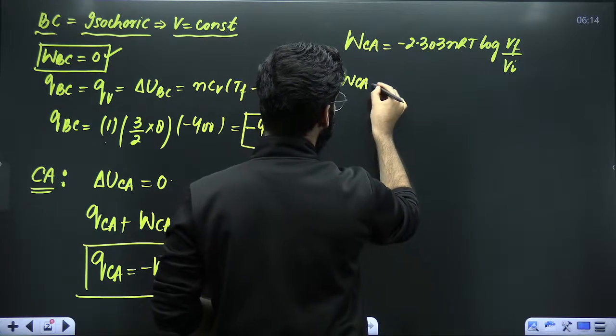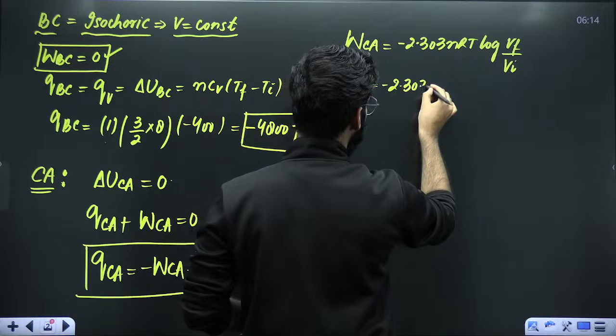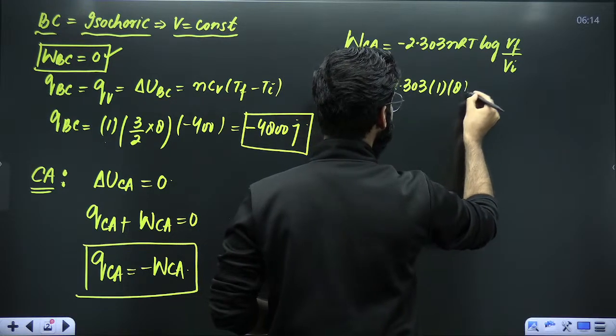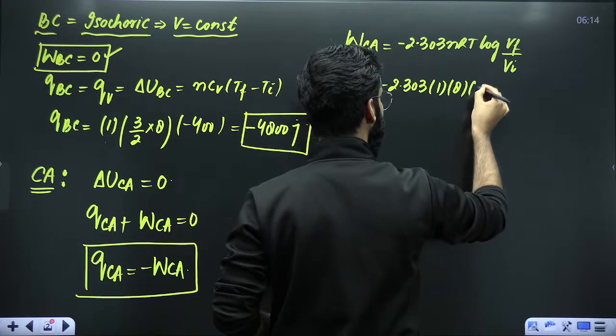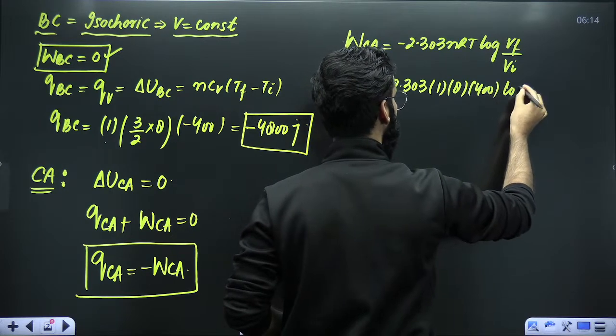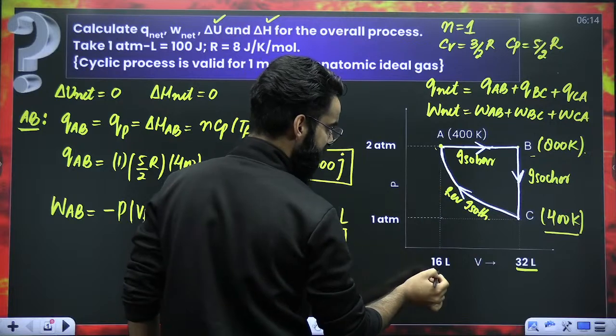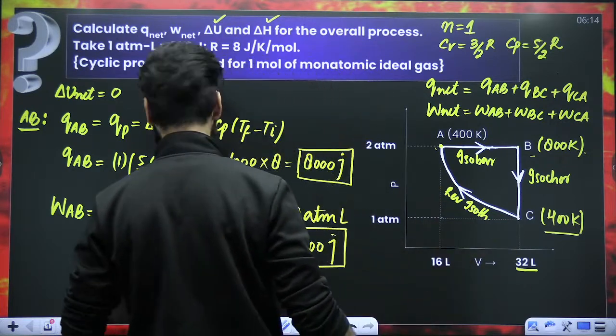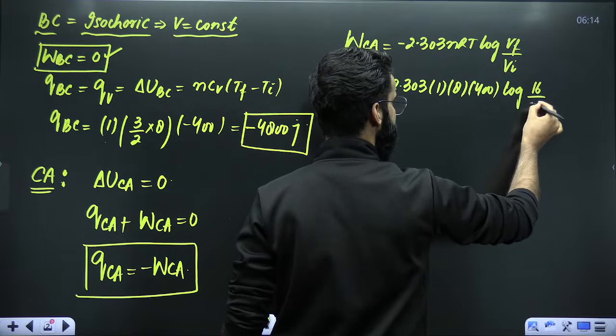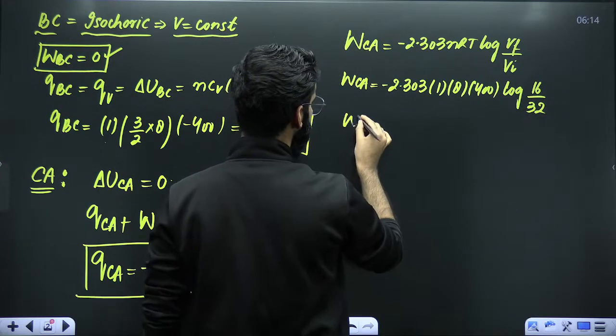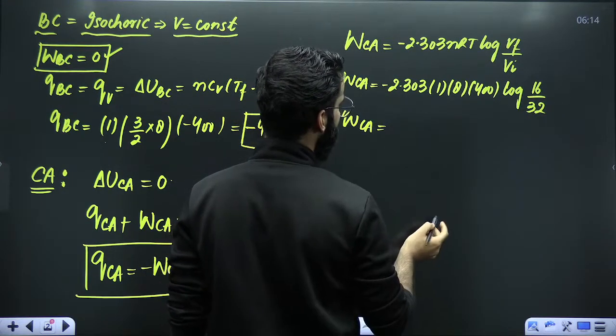So WCA has to be equal to minus 2.303, N value is 1, R value is 8, temperature is how much? 400 Kelvin. Perfect. And it's going to be log of V final divided by V initial. V final is 16 liters. V initial, that's 32 liters. So 16 by 32. 16 divided by 32. Now, solve it. Get the value of WCA, right?